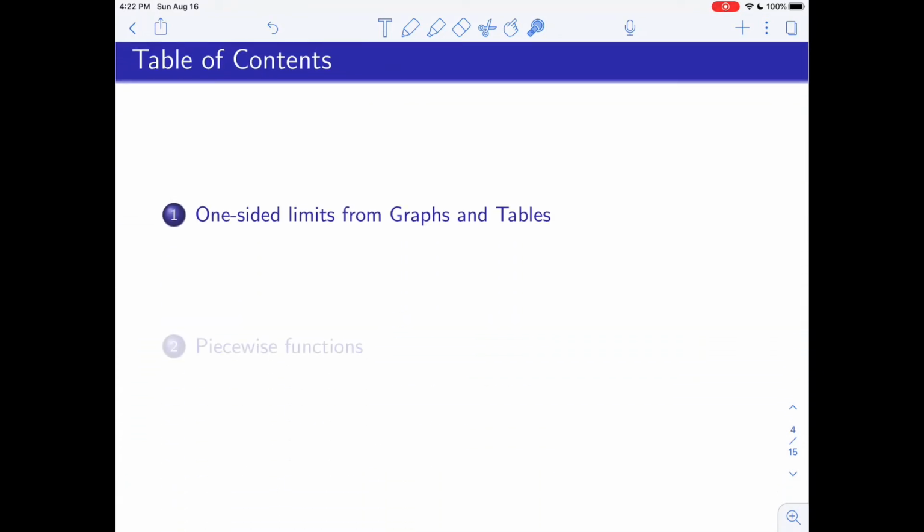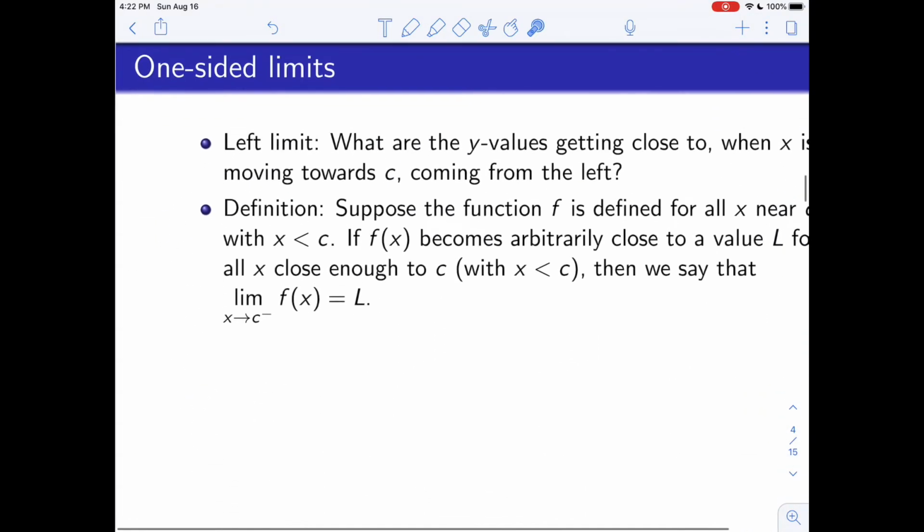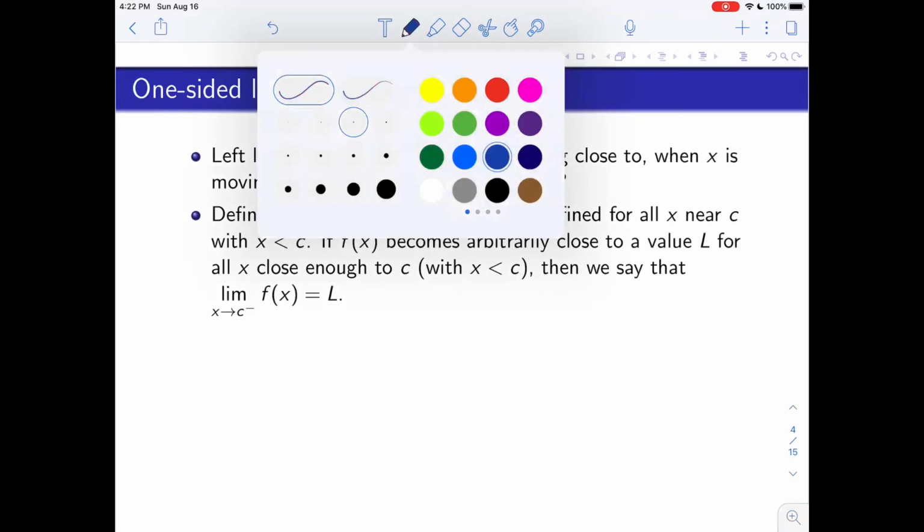So we're going to start off with the graphs and the tables, one-sided limits, just like we did regular limits. So when we talk about one-sided limits, we're going to talk about left and right. So a left limit asks the question, what are the y values getting close to when x is moving towards c coming from the left?